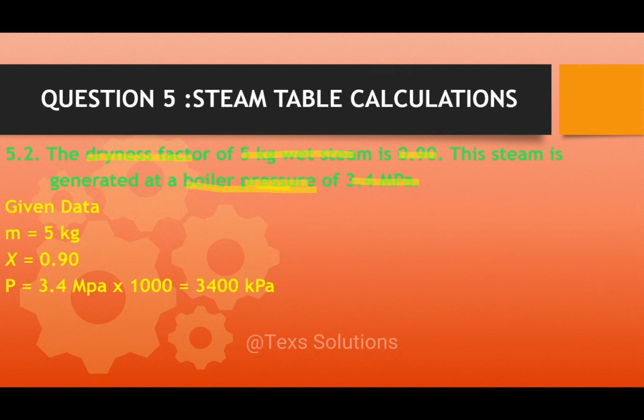So if I look at what is given, I know the mass is going to be 5 kilograms. X represents the dryness factor, it's 0.90. P is my pressure, and here the pressure is in megapascals. As I just explained, on the steam table the calculation is done using pressure in kilopascals. To convert from megapascals to kilopascals, we multiply by 1,000. So the pressure now becomes 3,400 kilopascals. Please make sure that you get the conversion for scientific notation correct. This here is scientific notation.